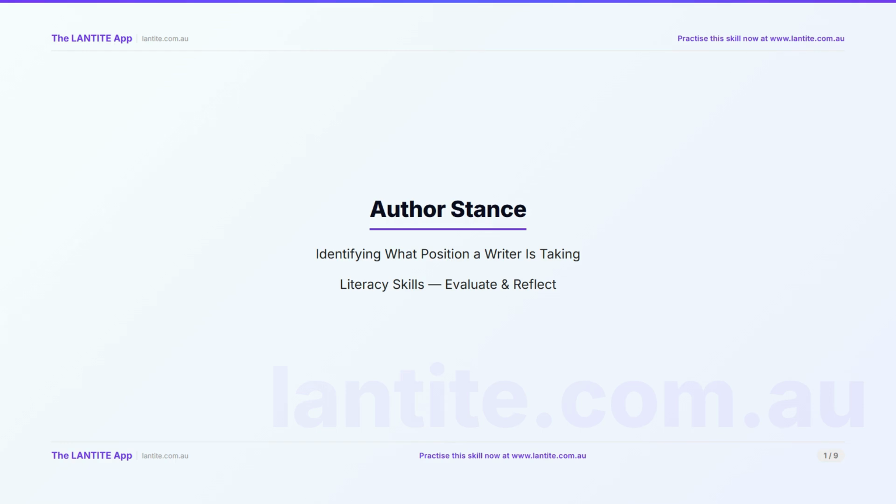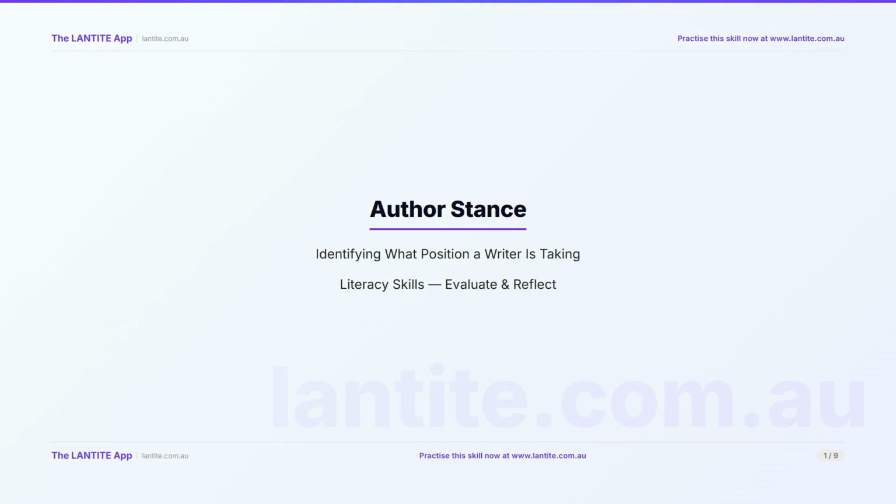Welcome to this lesson on author stance. Every time you read a text, someone wrote it, and that person has a perspective. Sometimes the perspective is obvious. Other times it is hidden beneath careful word choices. Your job as a reader is to figure out where the author stands.